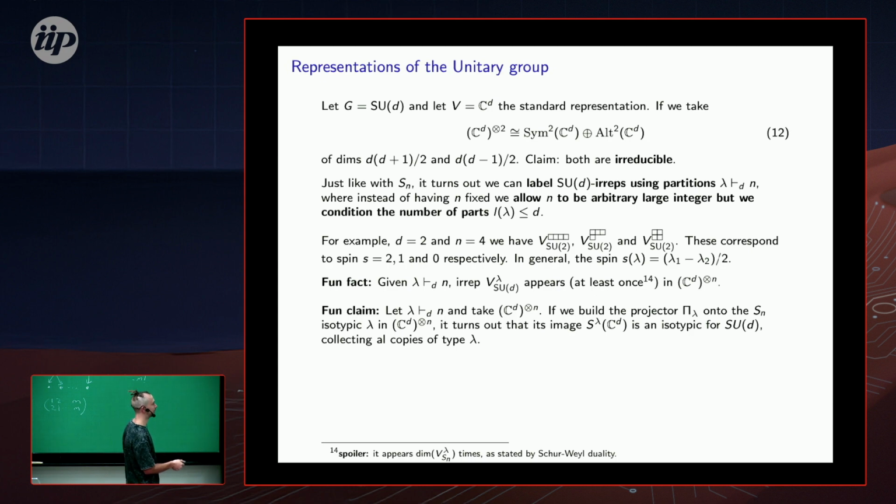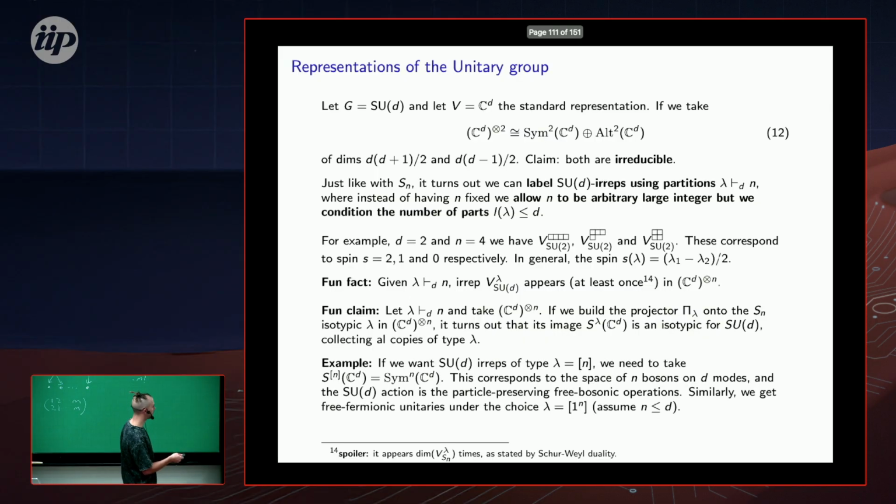This is an S_n rep, right? So for example, like this one, I think I say it here. If we want SU(D) reps of type lambda equal to the partition with only one row, we can take this subspace of C^D tensor n, which is the symmetric subspace, and that will be the SU(D) rep. So another way to say it is the spin 2 irrep is the symmetric subspace of the tensor of 4 spin 1/2s.